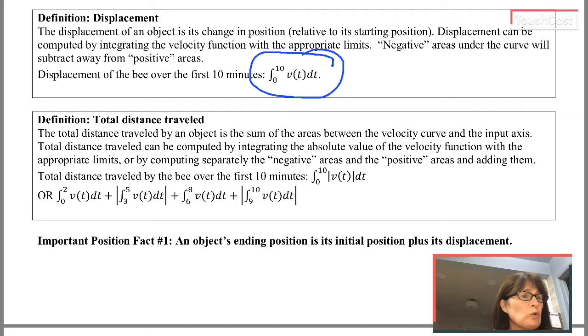If I want to find total distance traveled, I have to figure out where the velocity is positive, find the areas under the velocity curve there and count them as positive. I have to find all the places where the velocity is negative, find the area under the curve, which is going to end up having a negative area, and then treat them as if they were positive so that they count.